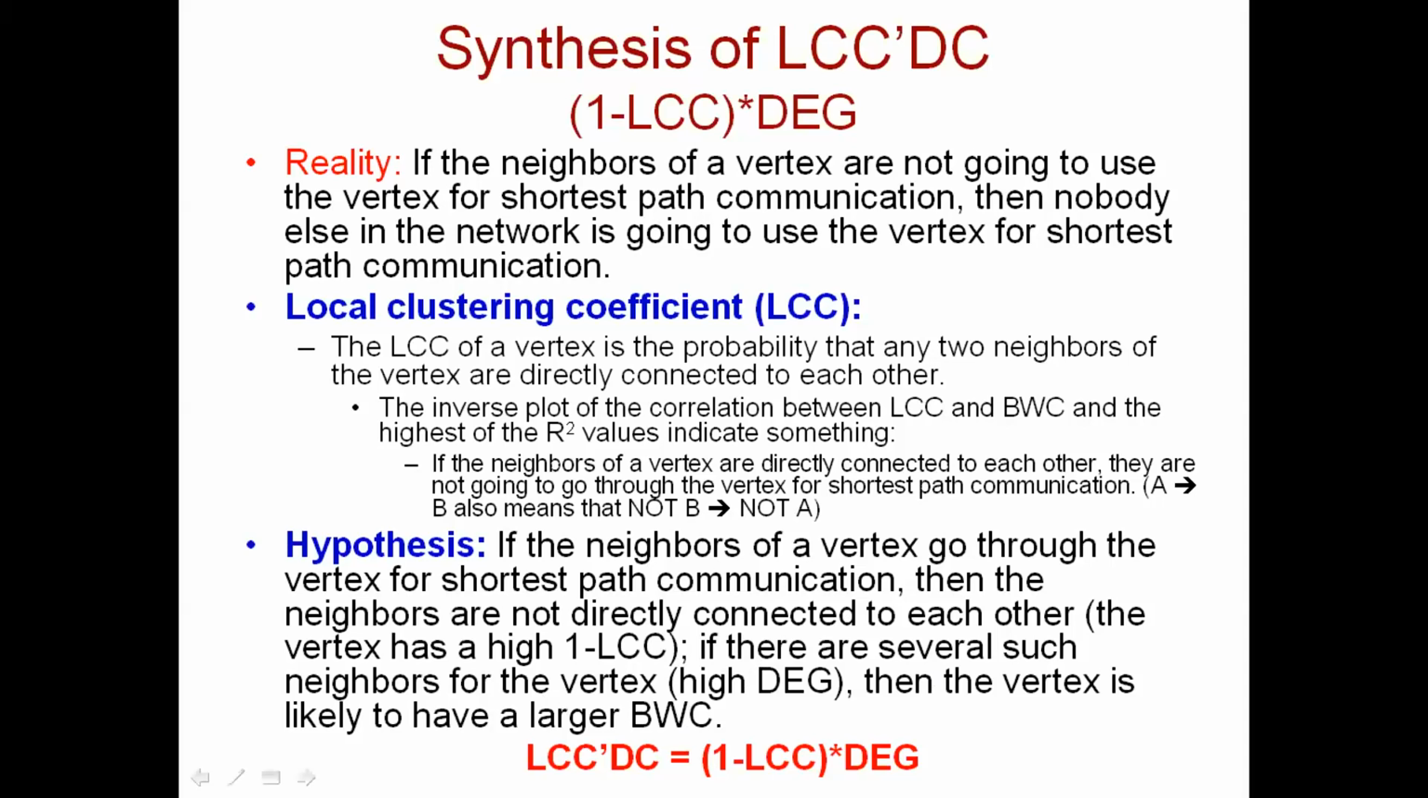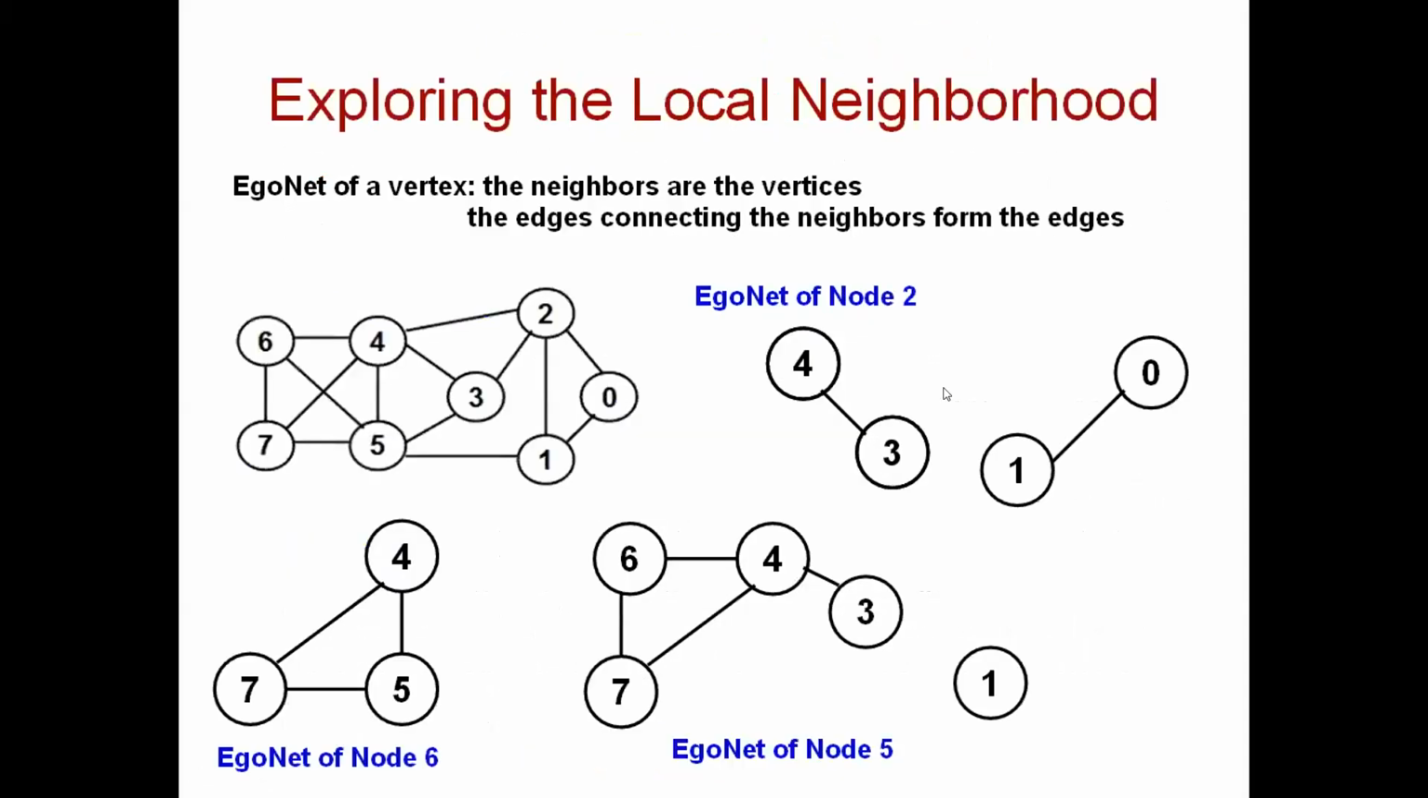So we formulate this LCC prime DC as 1 minus LCC times the degree centrality. And we'll now go through a procedure of how to find the LCC and compute this 1 minus LCC times degree centrality. And for that, we will make use of something called the ego net of a vertex, which is nothing but a subgraph. For any vertex, we can build a graph that involves just the neighbors of the vertex as well as the edges connecting the neighbors of the vertex.